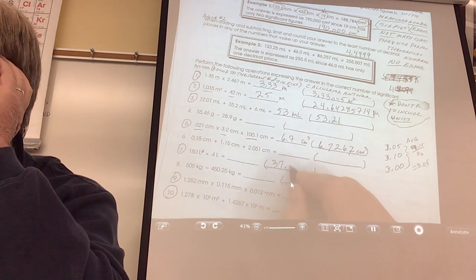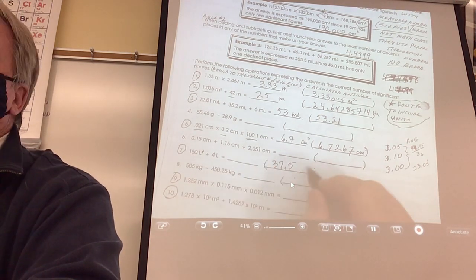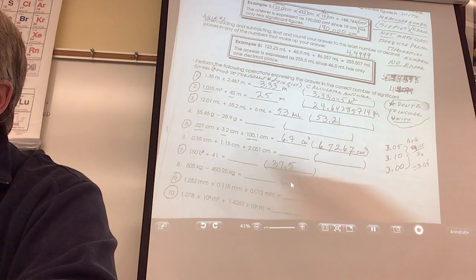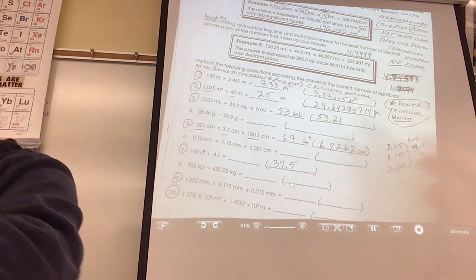37.5. Point what? 5. Okay. And it should have said liters divided by liters. That means they cancel out. That means there's no unit. What are you going to write down here, though? Like for the unit? Yeah.